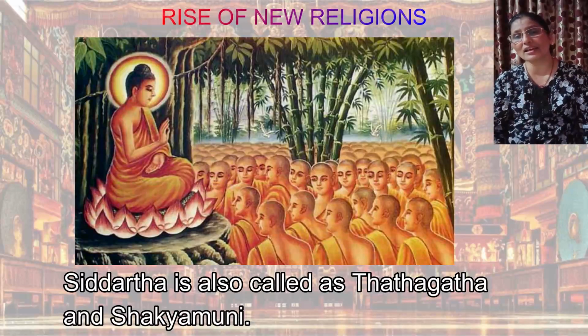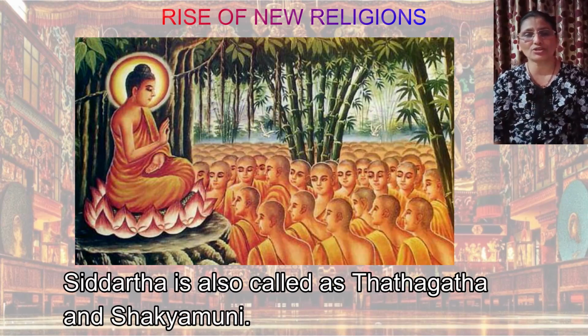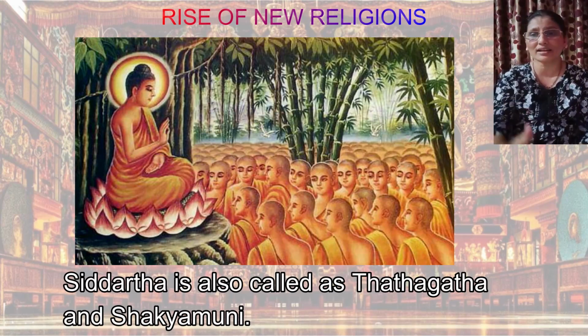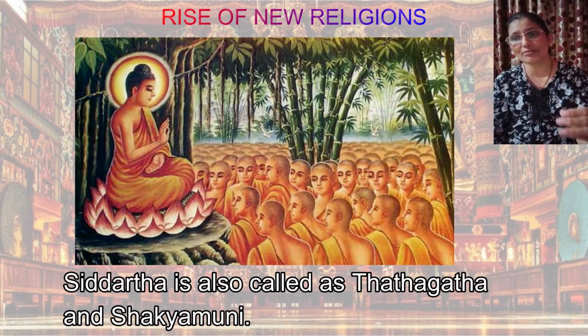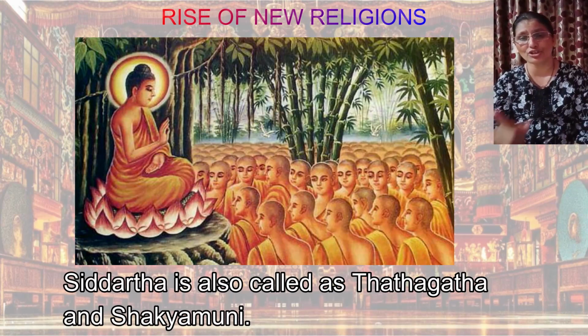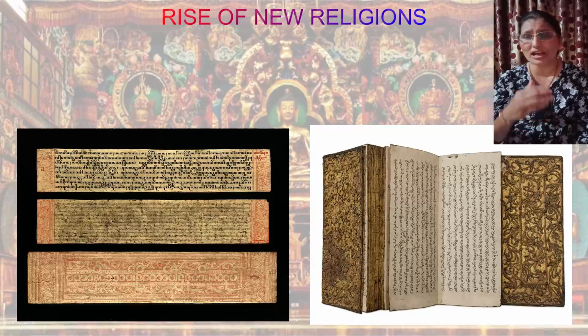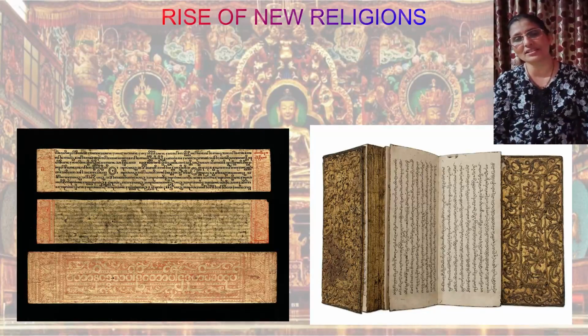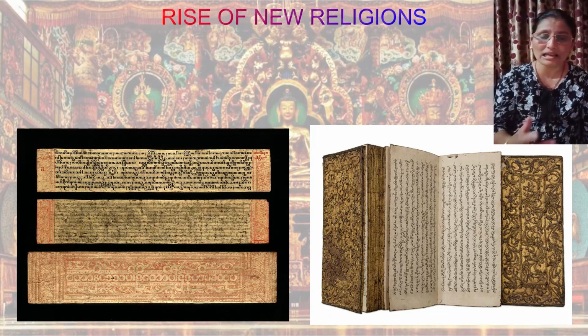Now, Siddhartha is not only called Buddha, but he is also known as Tathagata and Shakya Muni. Apart from these, Buddha also asked his disciples not to consume liquor, not to practice violence, and not to engage in corruption and untruthfulness. Buddha's teachings and preachings were in Pali language.